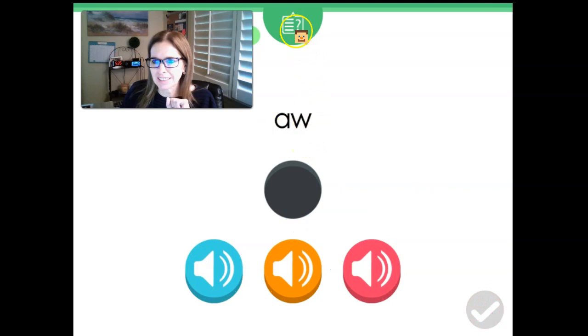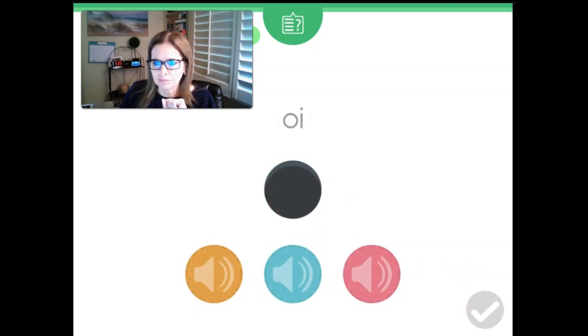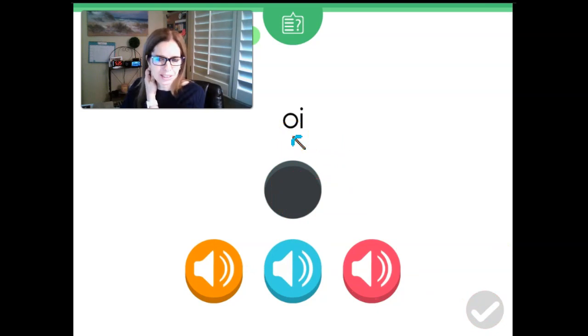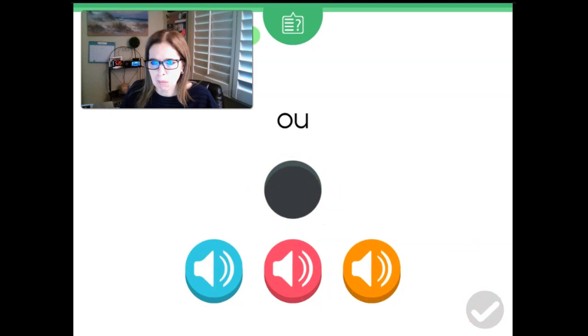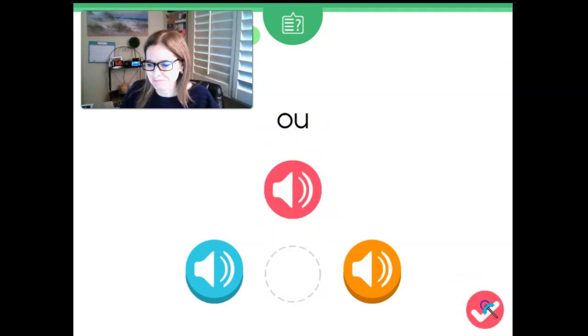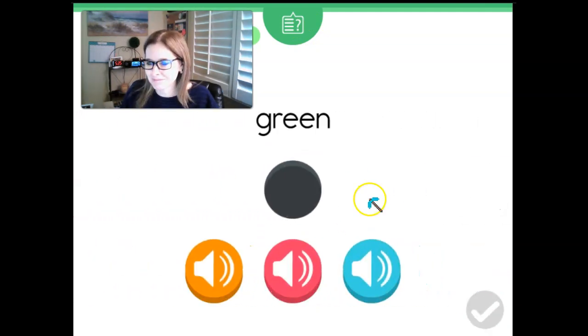Aw. What if I get stuck? I can look at my pocket chart, but I'm pretty sure this is aw, as in saw. Oi. This is the oi in coin. Ow. Did I say oi? It's not oi, is it? Oi's not even there. I need to pay attention or check my pocket chart. This is O-U, ow. Out. Get out of here, you bumblebee. Ow. I make mistakes too, you know.